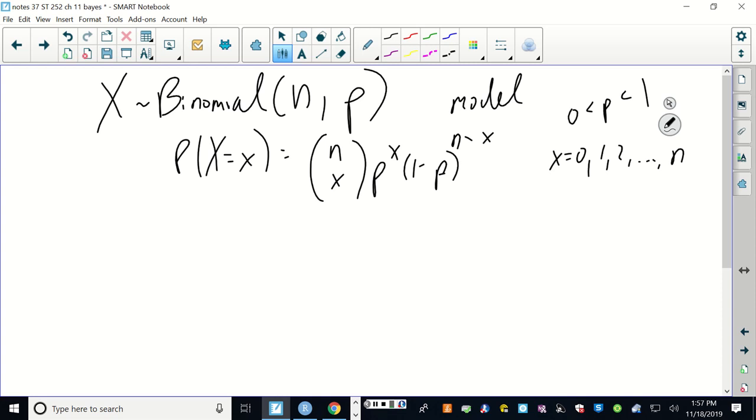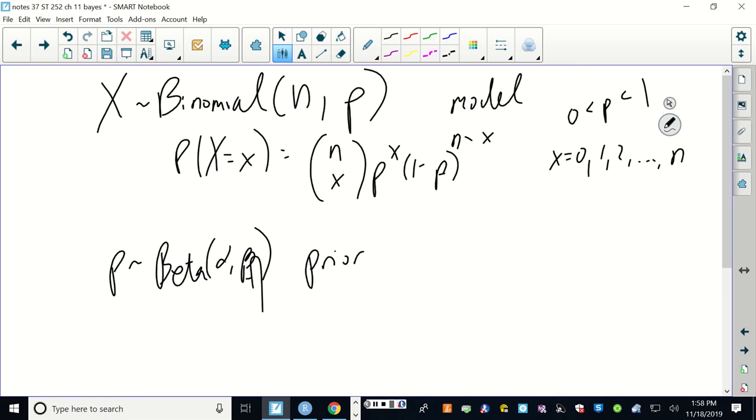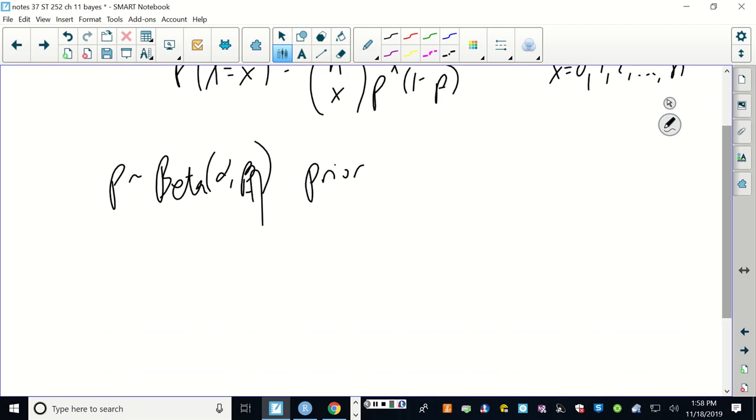And p is this parameter. Right, so we're going to put a prior distribution on p, and we're going to use a beta distribution. This is a prior distribution. The probability distribution for a beta is continuous, but we can mix and match these things. It works out.